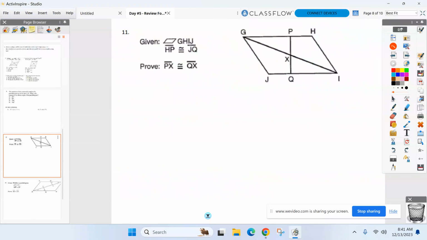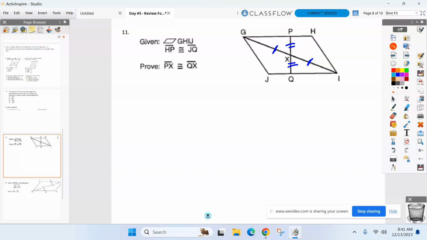Can I do this? Oh, these are equal. Those are equal by a property. Why are you shaking your head? No. Diagonals bisect each other. Somebody just told me that diagonals bisect each other. What's the problem, though? PQ is not a diagonal.